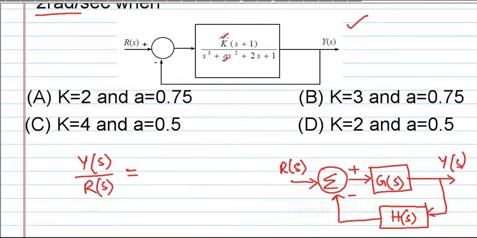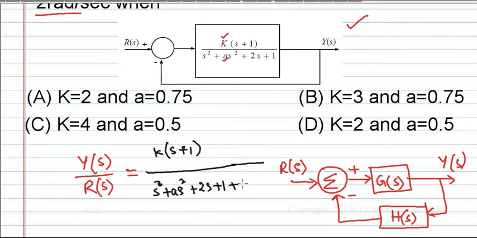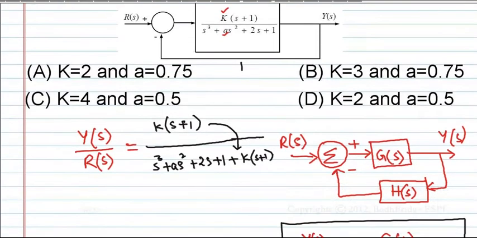Therefore, G(s)/(1 + G(s)H(s)) is k(s + 1)/(s^3 + as^2 + 2s + 1 + k(s + 1)). When you simplify this whole thing, G/(1 + GH), you will arrive at this. Or the simple technique: whenever you have a closed loop transfer function with unity negative feedback, you can write directly k(s + 1) from G(s) and take the numerator to the denominator directly. That is a technique. Or you do G/(1 + GH), whatever you feel. Finally, you will arrive at this one only.